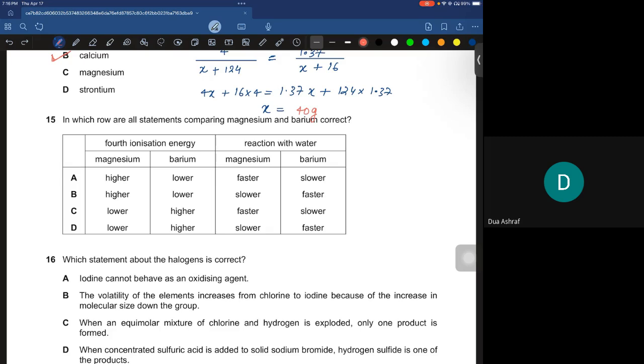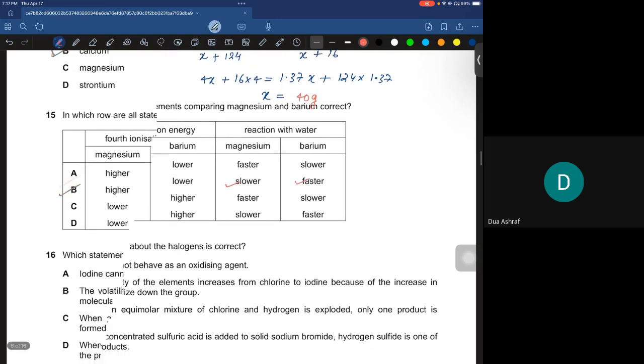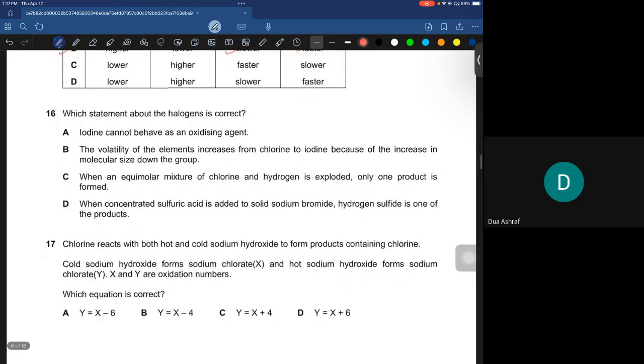Then we have to see reaction with water. Barium is more reactive than magnesium because as we go down the group, the reactivity increases. So barium would give you the faster reaction. Of course, option B is correct. It's a very easy question. Question 16. Can you try this question?